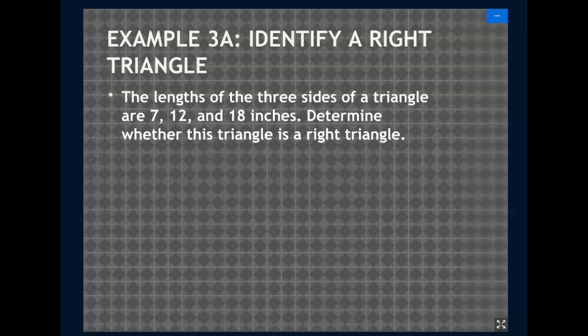So we are given side lengths 7, 12, and 18. Remember, the hypotenuse is always the longest side because it's across from the 90-degree angle. And a 90-degree angle is the largest angle you can have in a triangle. And the triangle angle determines length of side. So the smallest angle will be of the smallest side. Largest angle is the largest side. So that means that 7 and 12 are my legs. And 18 is my hypotenuse.